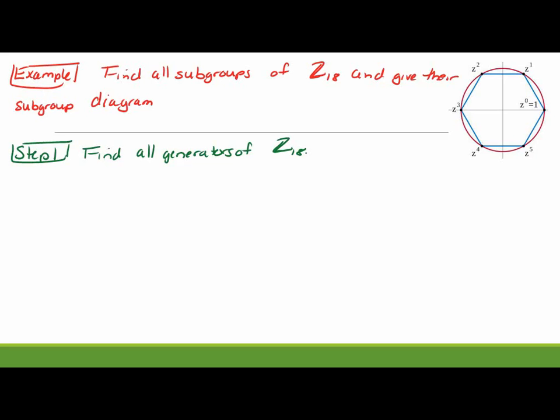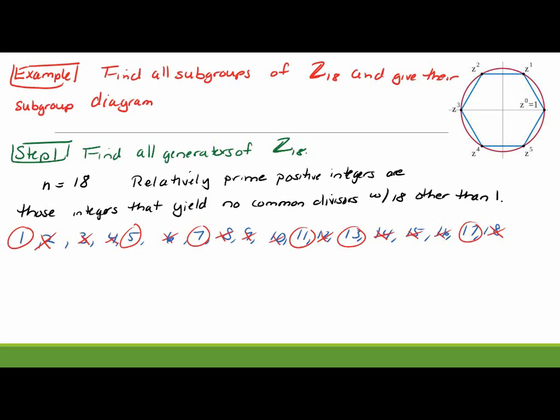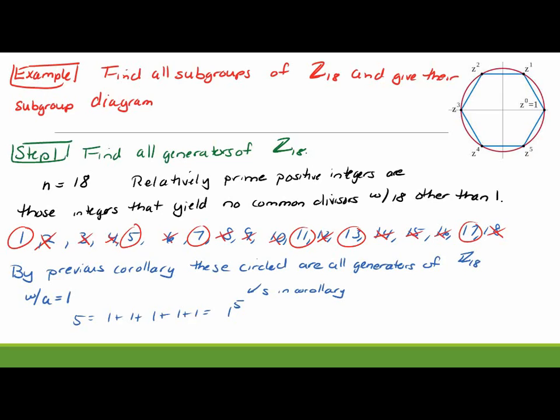The first step is to find all the generators of Z18. So n is 18, and what you need to find are the relatively prime positive integers, the ones that have no common divisors with 18 other than 1. List out all the elements from 1 to 18 and find all those that are relatively prime to 18. I've circled them. If they share a common divisor other than 1, they're crossed off the list. By the previous corollary, these circled ones are the generators of Z18.